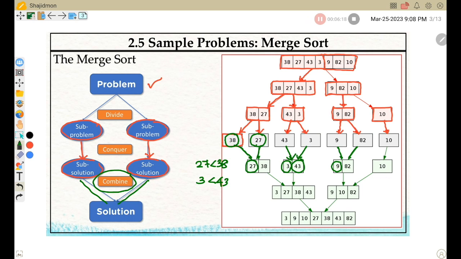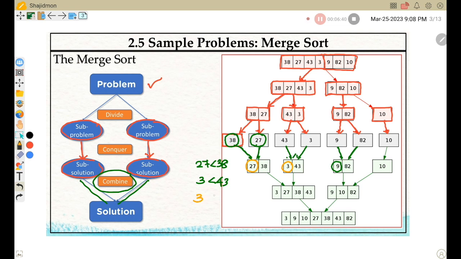After that, this process continues, merging these two lists and sorting. Merge and sort these two lists again. Now when we are merging these two lists, you can see first what we are doing here. 27 is the first element here, and 3 is the first element here in these two lists. Just compare these two elements, 27 and 3.